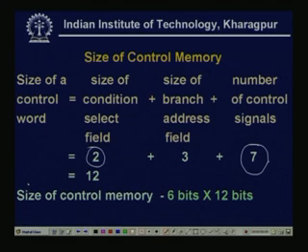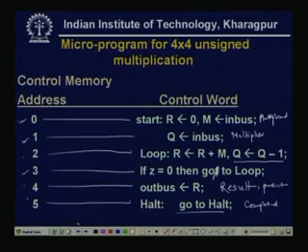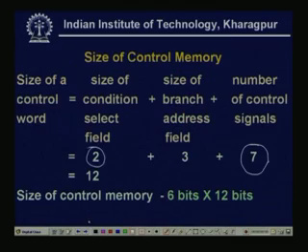Now, there are 6 control memory addresses, as we have just seen. Addresses 0 through 5 are required for the control memory to store the microprogram. Therefore, a 3-bit address is necessary for each microinstruction. So, we need 3 bits for encoding these addresses in binary, and the size of branch addresses is 3.